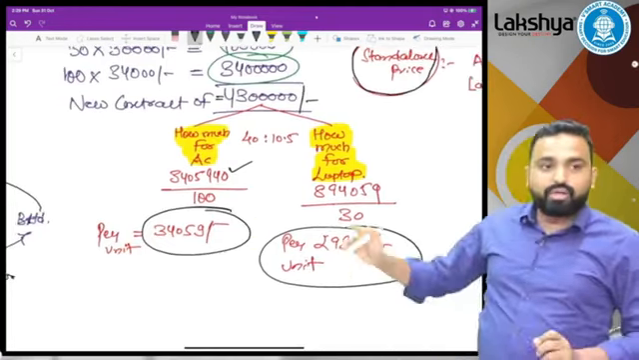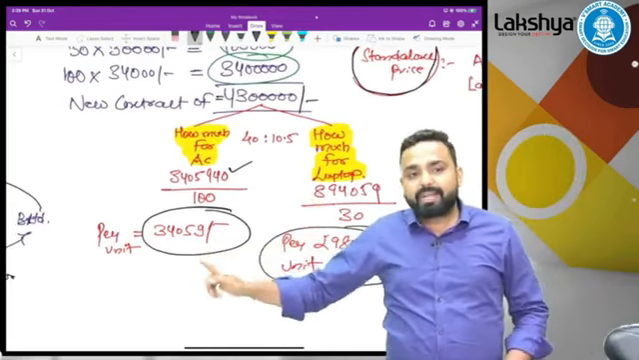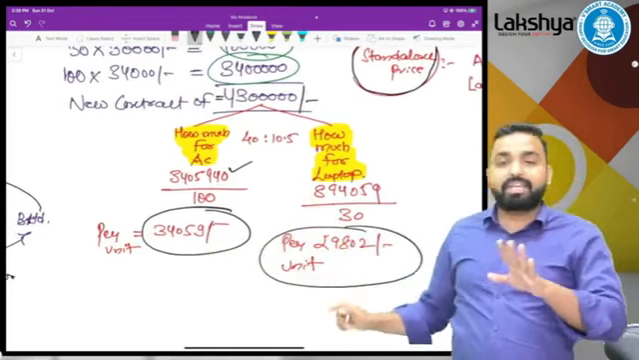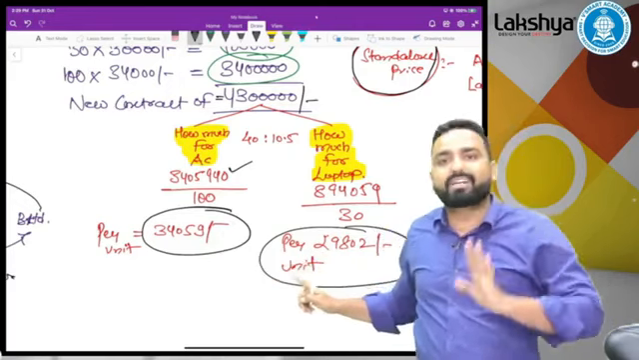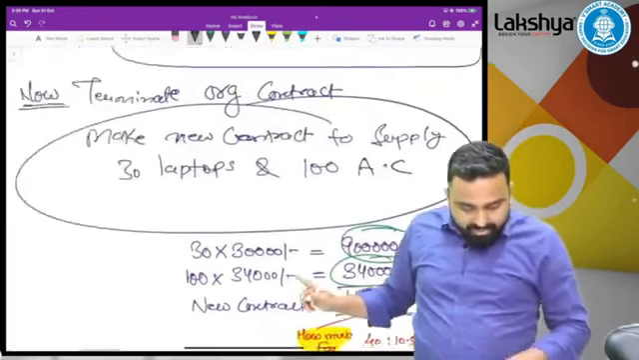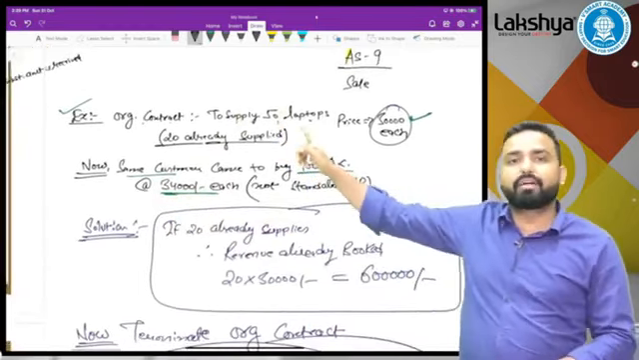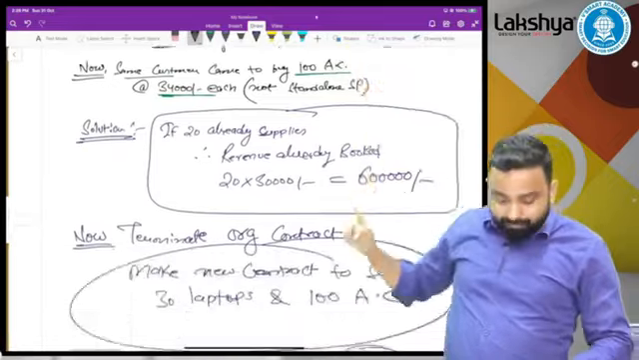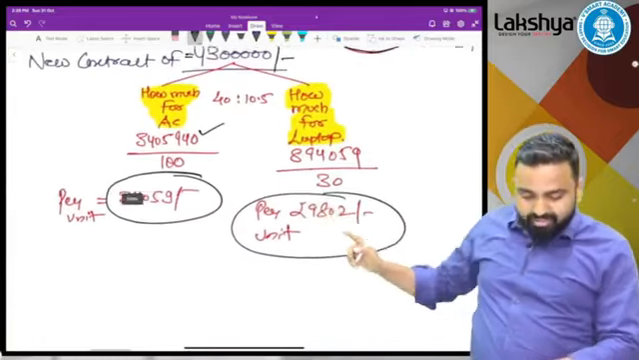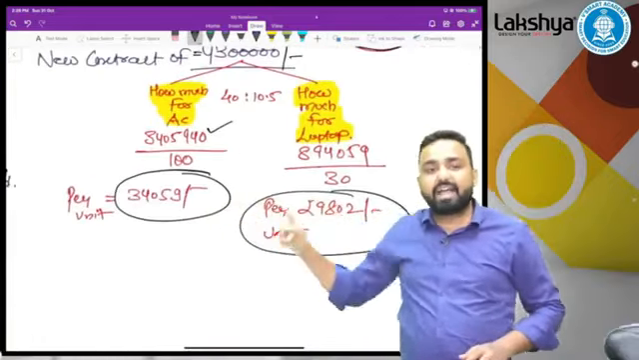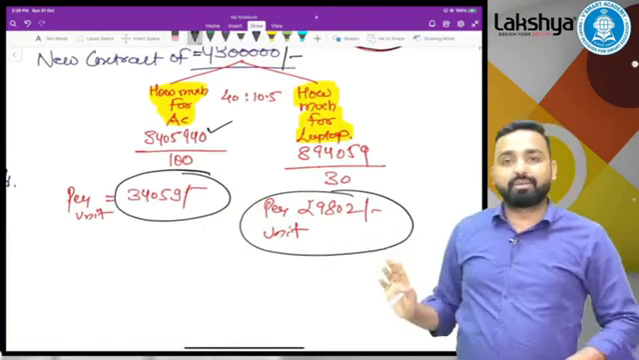So what I need to do? The price per AC will become this for my recognition purpose. See, I am not charging these prices from my customer. Try to understand. I have charged 34,000 from my customer and 30,000 from my customer for the laptop. But I will record the AC sale and laptop sale at these rates only.